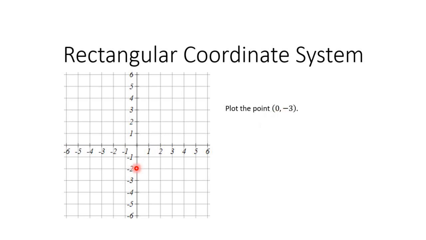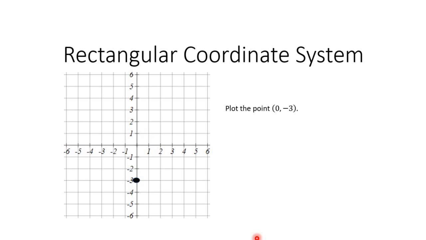So the 0 means from the origin, I'm not going to move any units along the x-axis. But then from there, I'm going to go negative 3 units along the y-axis. So that's negative 3 units in the y direction. I'm going to be here, and that's where I'm going to plot my ordered pair. So this would be the ordered pair (0, -3).